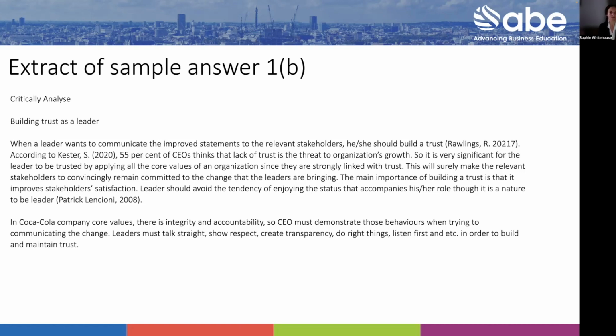Okay, so then here we are in the Coca-Cola company core values. There is integrity and accountability. So the CEO must demonstrate these behaviors when trying to communicate the change. Leaders need to talk straight, show respect, create transparency, do the right things, listen first, etc., in order to build and maintain trust. Okay, so it's telling you how you've got to gain trust as a leader. So we'll go to the next slide and we will break the sample answer down.